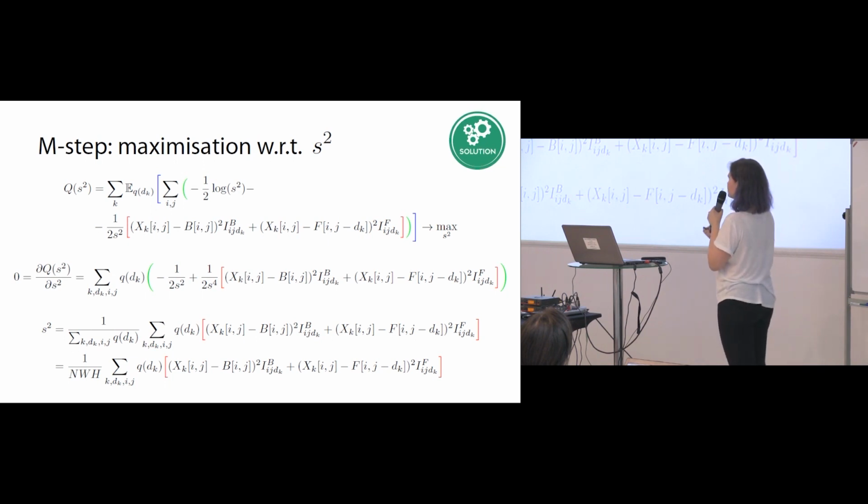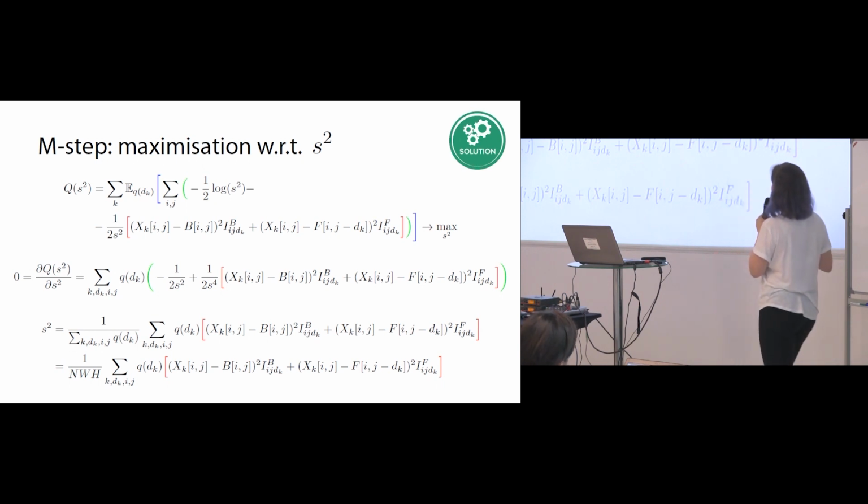So you take a derivative with respect to S square, and you have this long sum. So this is a derivative of the logarithm. This is a derivative of the part about background, and this is a derivative of the part with phase. And if you rearrange these terms somehow, you will have a formula for S square, which looks like this.